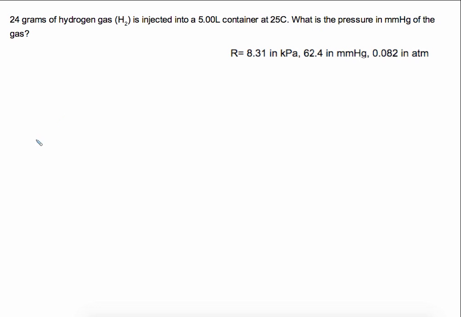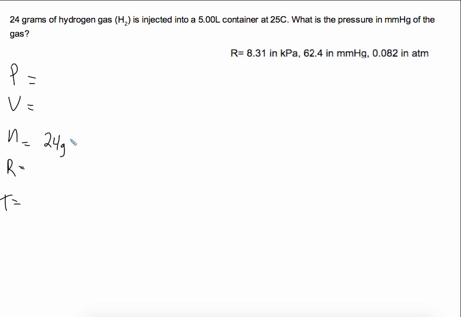Okay, one more problem. Try to set this one up yourself and see if you can solve for the pressure of the gas, okay? So pause the video, set it up, see if you can do it. All right, so first of all, let's list the givens. P, V, n, R, T.